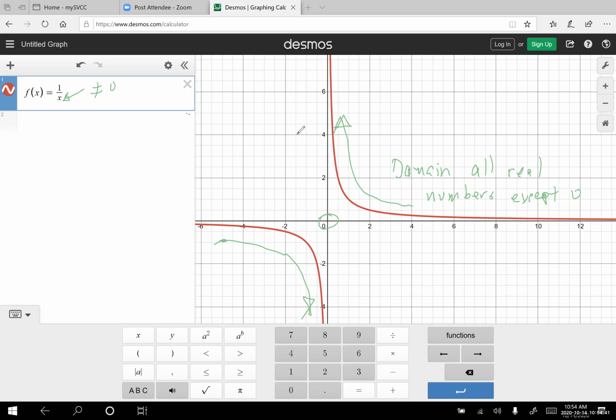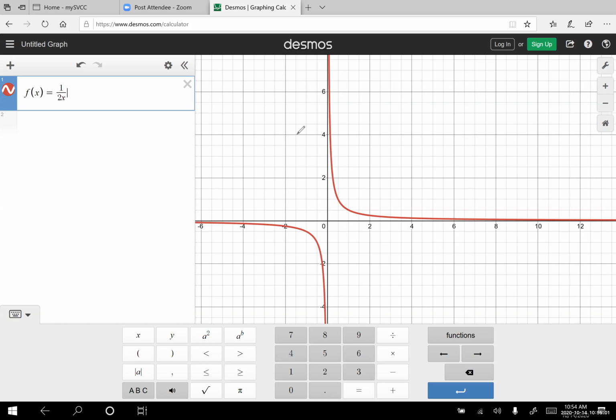Now, don't get confused by this and think that the only value we ever exclude is 0. The key is what makes the denominator 0. It's not always the number 0 that makes the denominator 0. For example, suppose the denominator of this function was 2x minus 3.